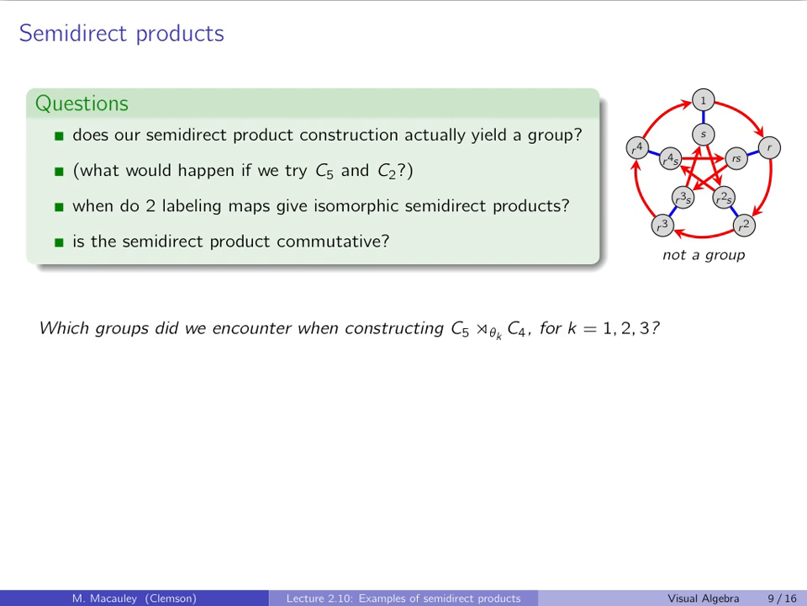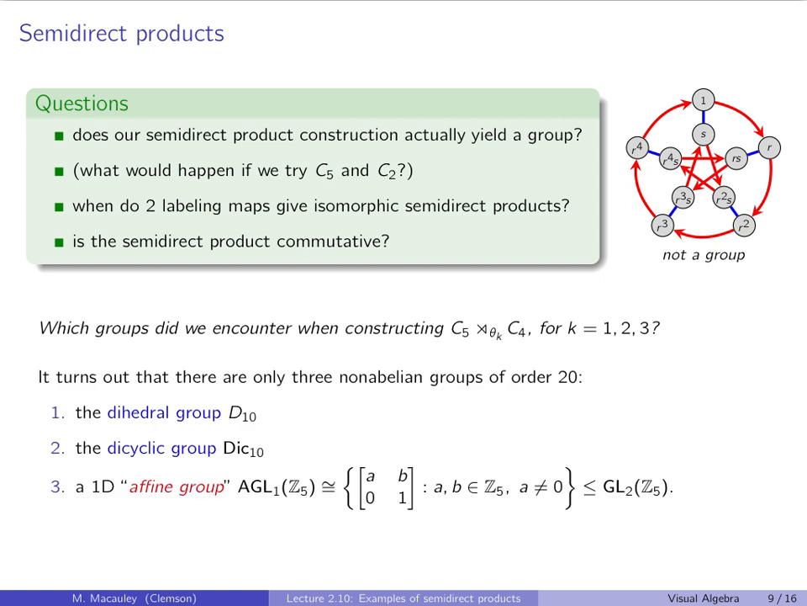Next, I want to ask, which groups did we encounter when we constructed these semidirect products of C5 with C4? It turns out that there are only 3 non-abelian groups of order 20. They are the dihedral group D10, the dicyclic group Dic10, and this one that we haven't seen yet, but we'll learn more about in an upcoming lecture, which is the one-dimensional affine group AGL1Z5.